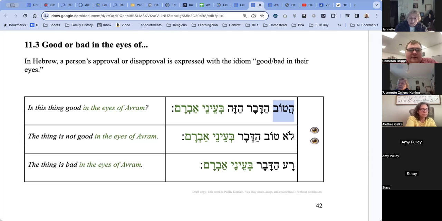Yep. And so here, the thing is not good. We're starting off again with the state of it. Lo tov hadavar ba'einei Avram. So not good, the thing, in the eyes of Abraham. So we've got ba, which means in, ba'einei, eyes. This is a construct form, einei, because we're talking about einaim. So in the eyes of, in its construct form, and then Avram.